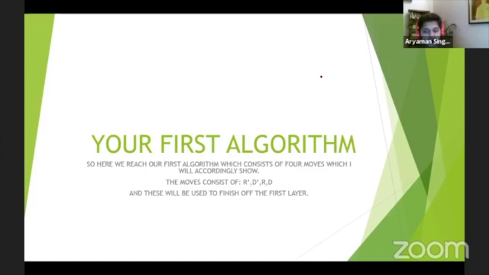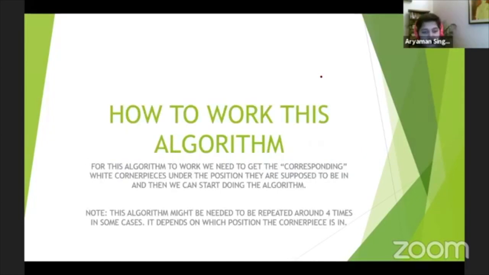The first algorithm you might have learned is RI DI R D. That means right inverted, down inverted, right and down. This is how to work this algorithm. We need to get at least one corresponding white corner piece under the position where it's supposed to be. Now what do I mean by that?